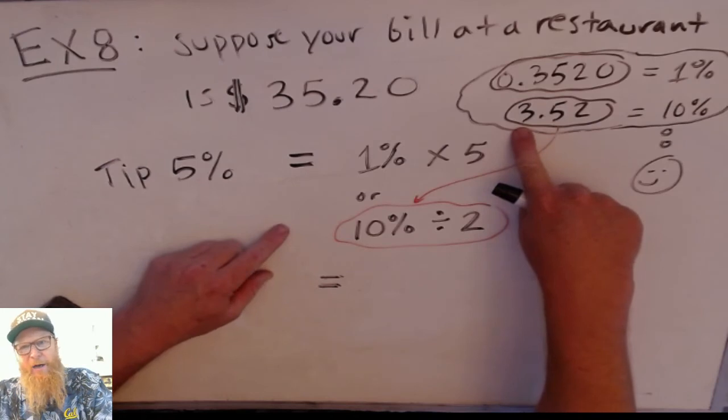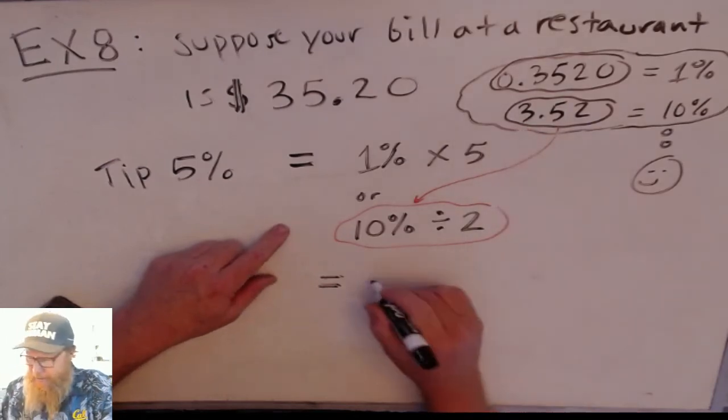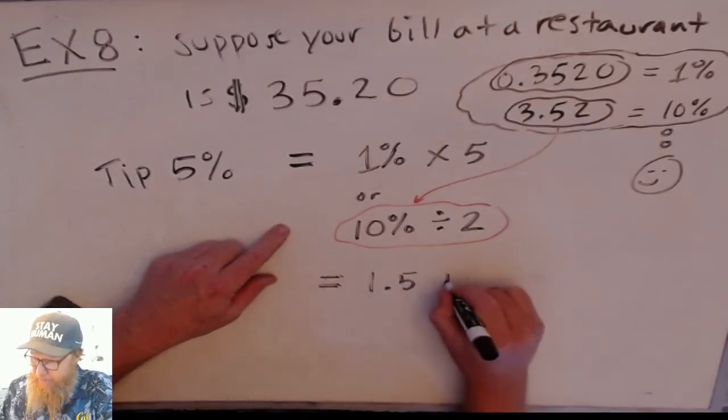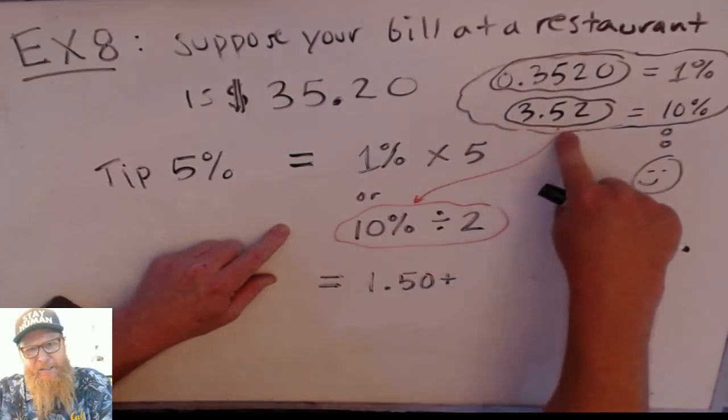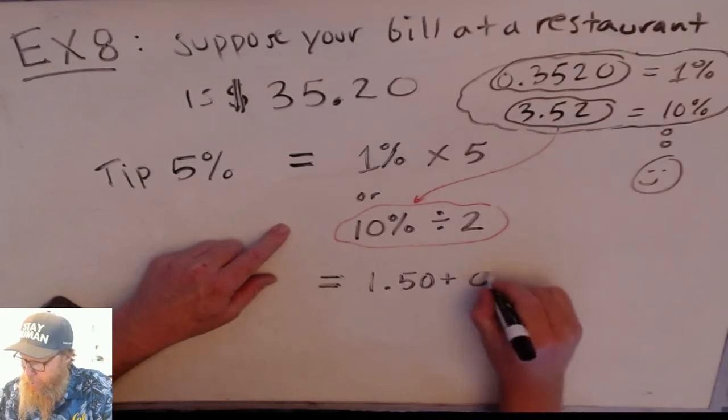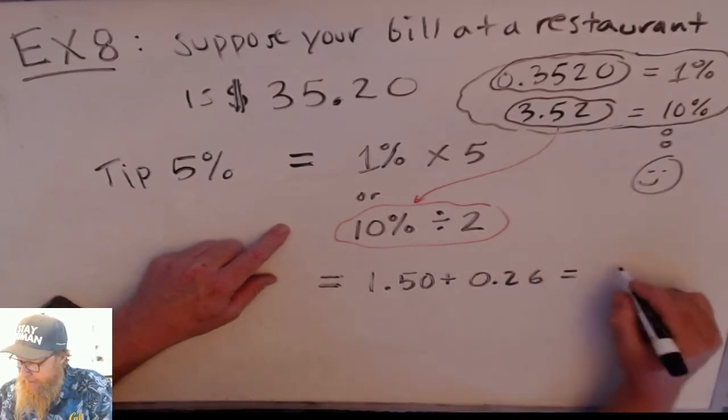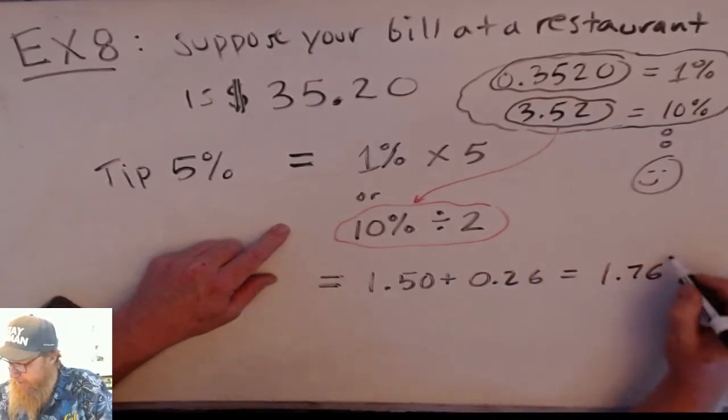So what's $3 divided by 2? That's $1.50. And then 52 cents divided by 2 is 26 cents. So that's $1.76.